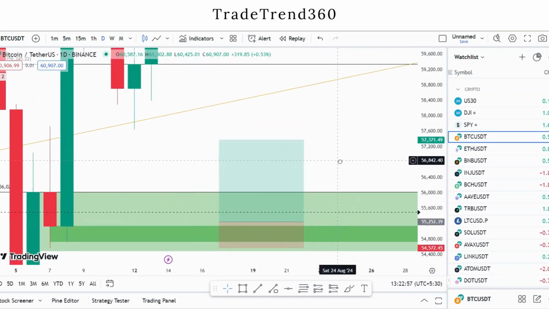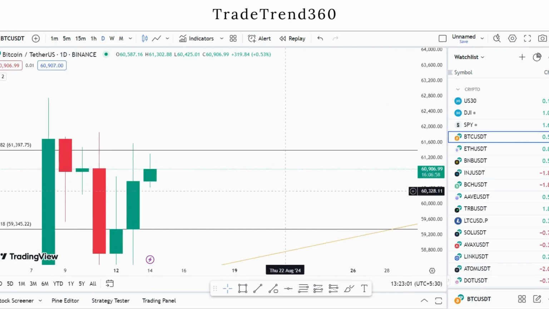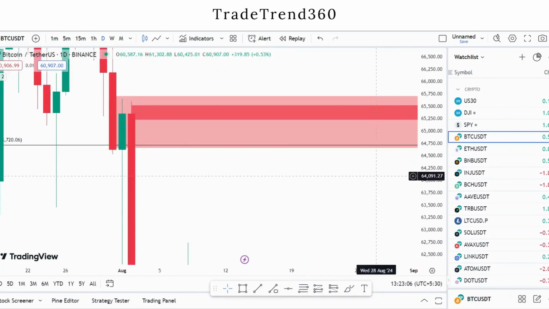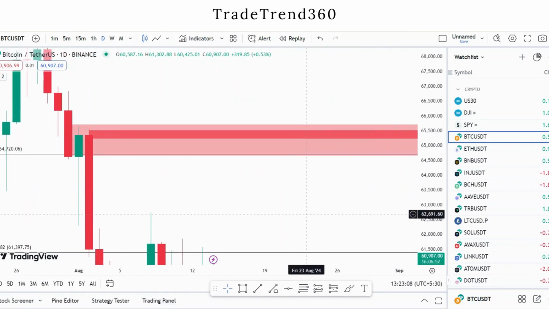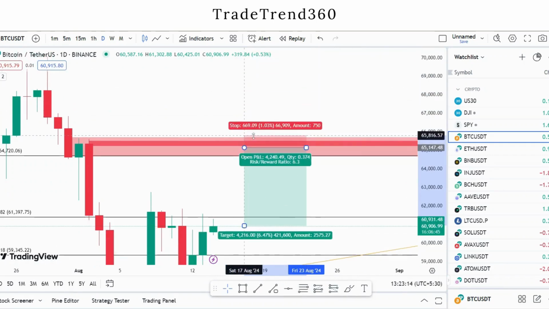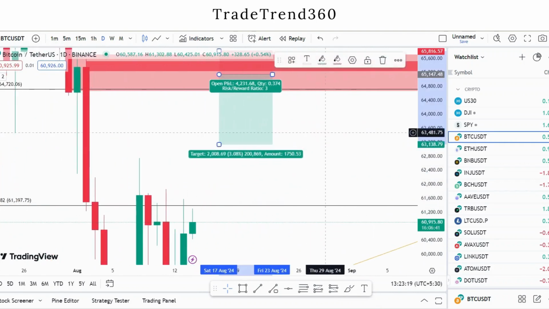Either this would happen, or if the price goes up to the supply zone, then we need to make sure that the trade we plan is a sell trade, right? And we'll again take the buffer, and make sure that this is above here, something here, and it should be 1 to 3.